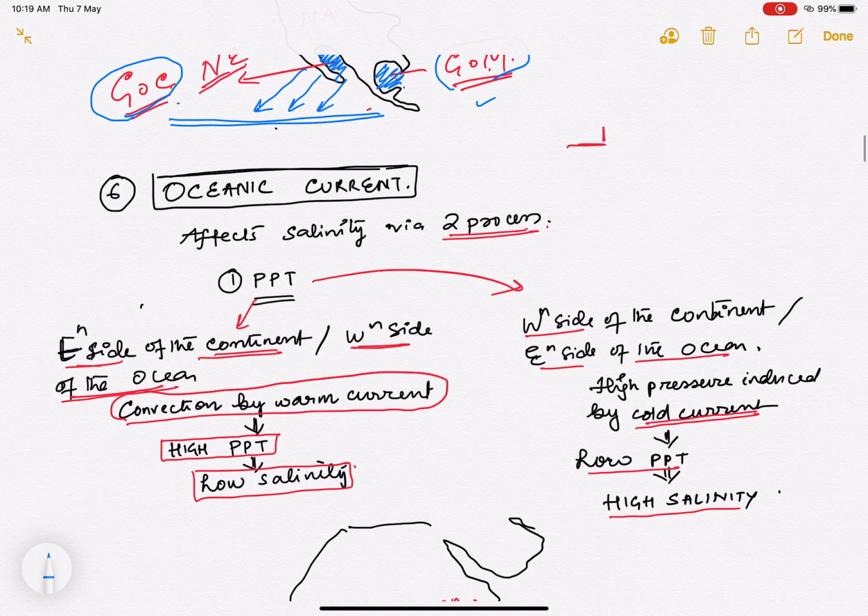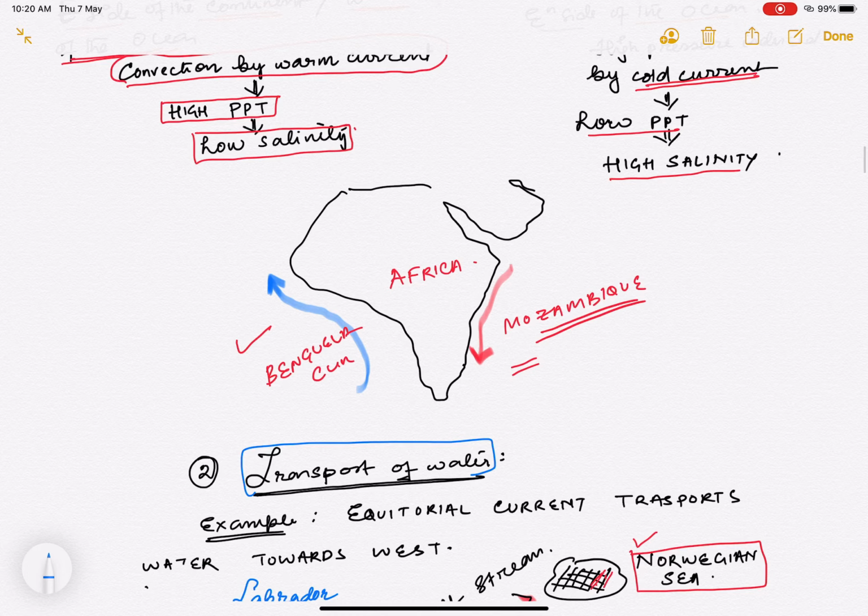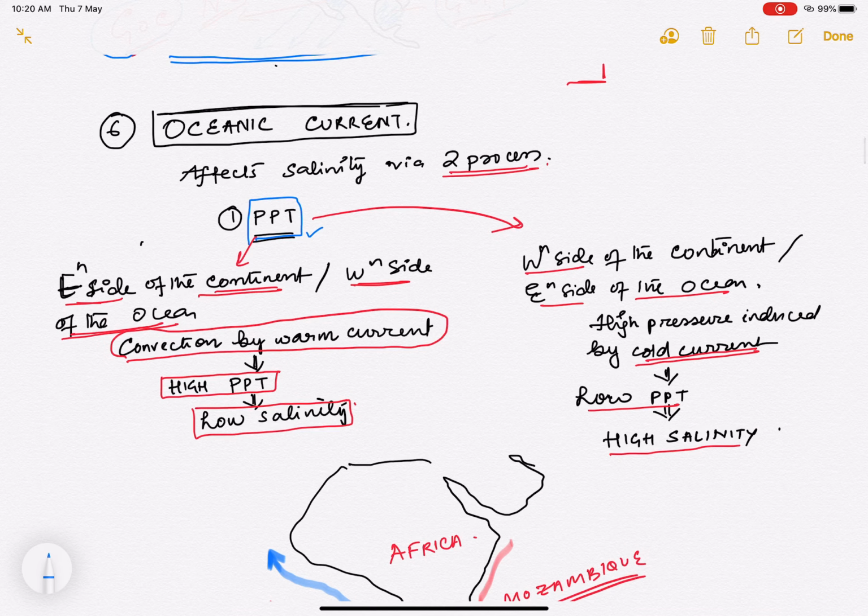Next, the ocean current. Another thing that affects the salinity is your ocean current. Ocean current affects the salinity in two manners. First, by inducing the precipitation, and second, by transport of water. Let's go on to inducing the precipitation. On the eastern side of the continent, or the western side of the ocean, we have the warm current, and this warm current leads to your high precipitation, hence low salinity.